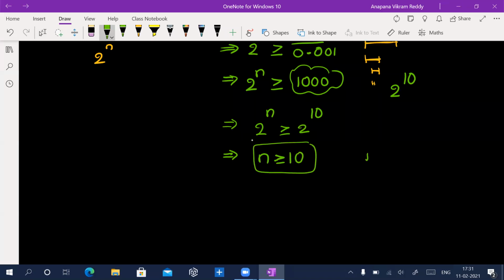Now the question is asking for the minimum number of iterations. To achieve that accuracy of 0.001, the question asks for the minimum number of iterations required. So what is the minimum here? N is equal to 10. I don't take n greater than 10. N is equal to 10 is the answer.